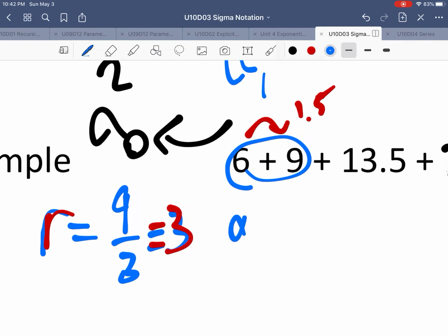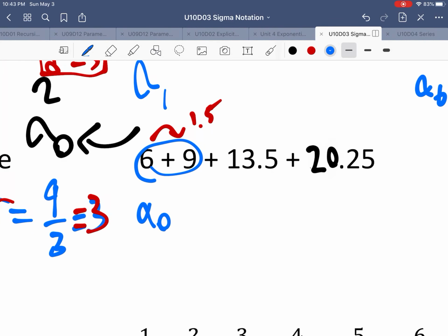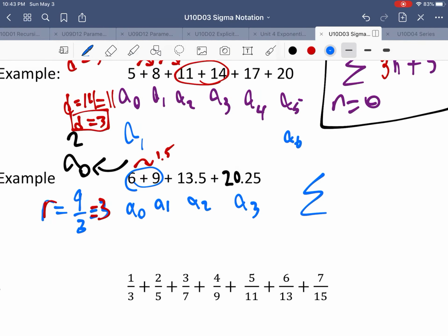So our first term is going to be A0, and our last term here, this would be A1, A2, A3. So in this case, we would say the sum of these terms from term 0 up to term 3 would be to start at 6 and to multiply by our common ratio. In this case, that would be 3. So this in this case is term 0, A0, times 3, which is our ratio, to the nth power.